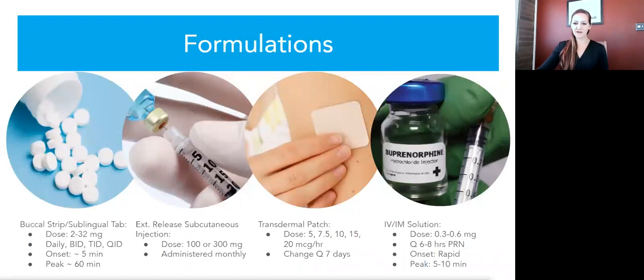Okay, so we are going to talk about the different formulations of Buke. So what other names have you heard of for buprenorphine? Put it in the chat while I'm talking through this. Tell me about all the different names that you've heard of it. All those different brand names.